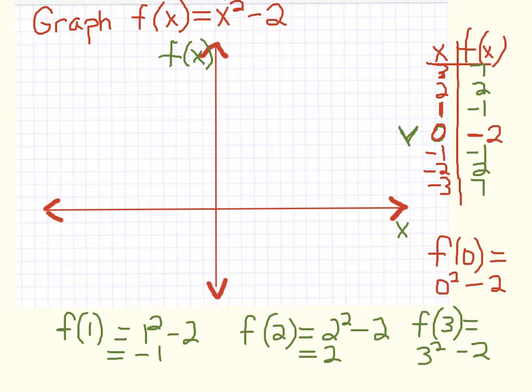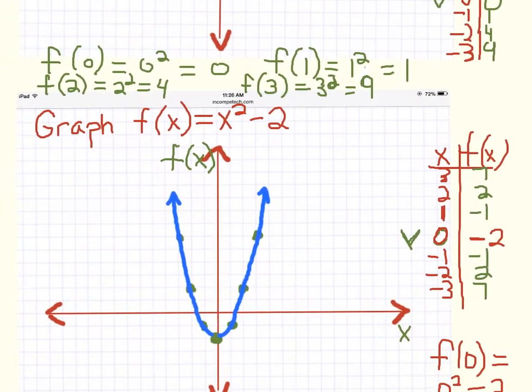So 0, negative 2 is my vertex. I'm going to get a thicker point here. So 0, negative 2 is right here. Then I've got 1, negative 1, and negative 1, negative 1. Then I've got 2, 2, and negative 2, 2, and then I've got 3, 7, and negative 3, 7. So that again looks very, very similar, just moved down 2 units. Okay, so let's go to the next page.